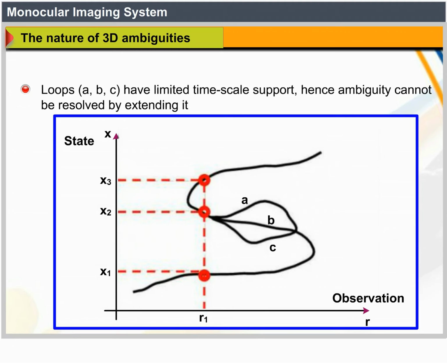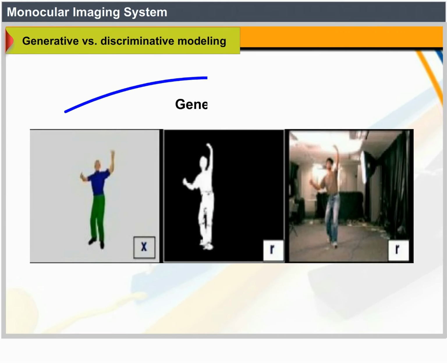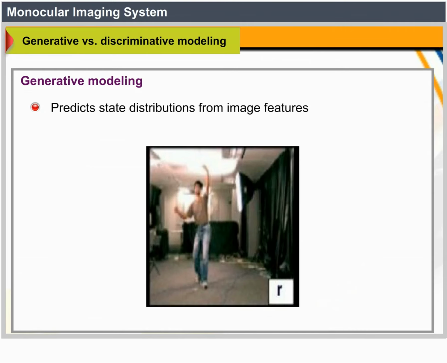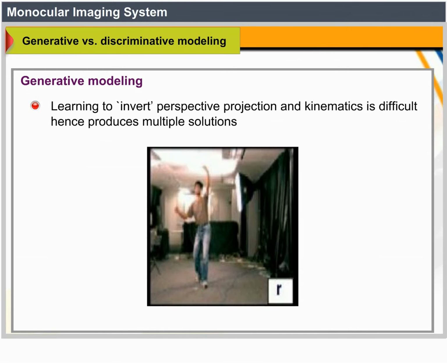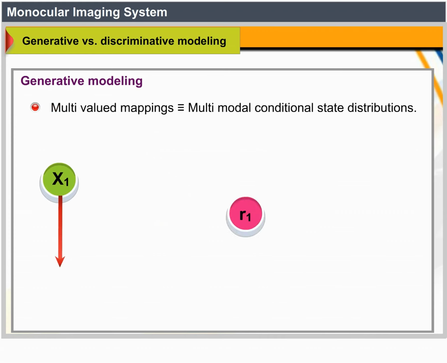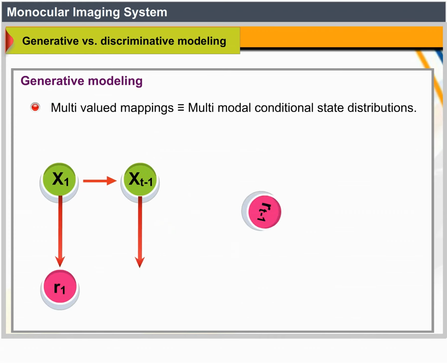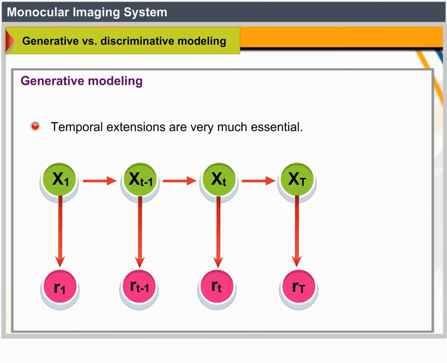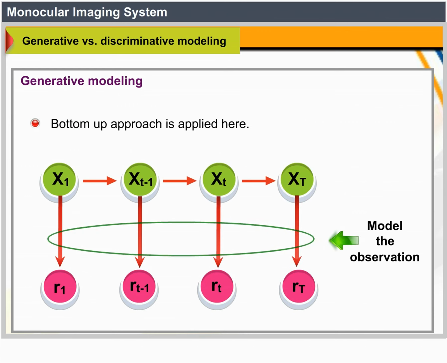Generative versus discriminative modeling. Generative modeling predicts state distributions from image features. Learning to invert perspective projection and kinematics is difficult and produces multiple solutions. Multi-valued mappings are identical to multimodal conditional state distributions. Temporal extensions are necessary. Top-down approach: model the observation.